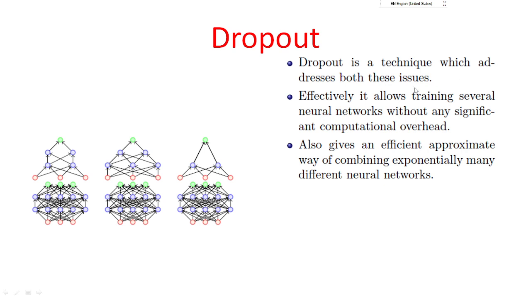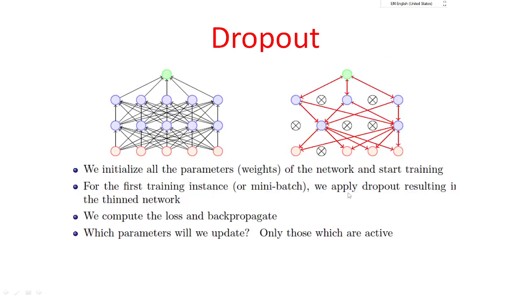Dropout is a technique which addresses both these issues, that is overfitting and so on. Effectively, it allows the training of several neural networks without any significant computational overload. It also gives an efficient, approximate way of combining exponentially many different neural networks.